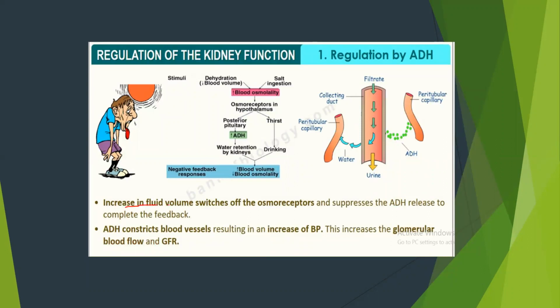Now, when slowly this fluid volume increases, there is a feedback mechanism that switches off the osmoreceptors, which in turn suppresses the ADH release, and that completes the feedback. ADH also constricts the blood vessels, resulting in an increase in BP, that is the glomerular blood pressure, and that increases the glomerular blood flow, and that in turn increases the GFR, that is glomerular filtration rate.